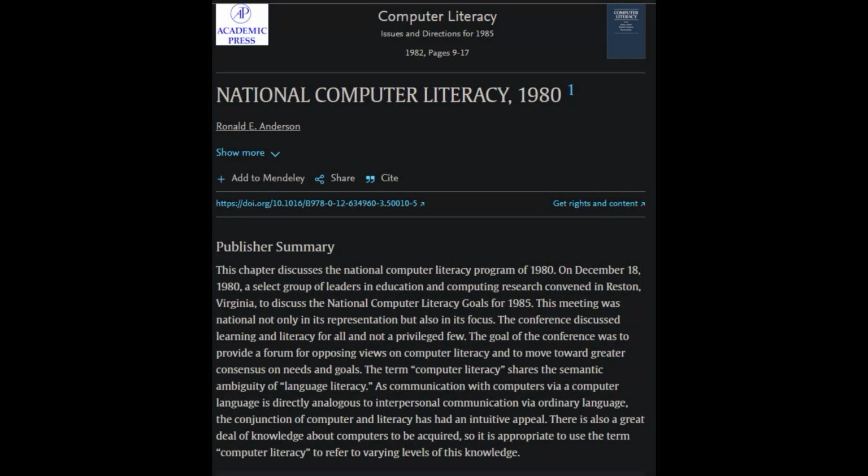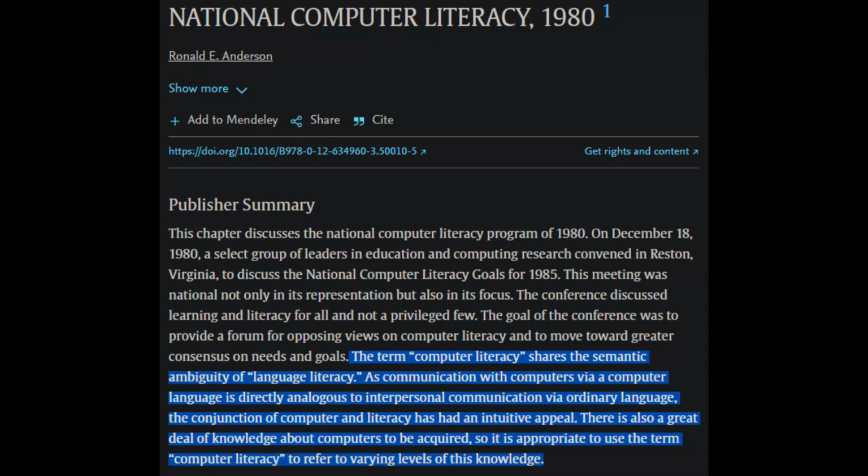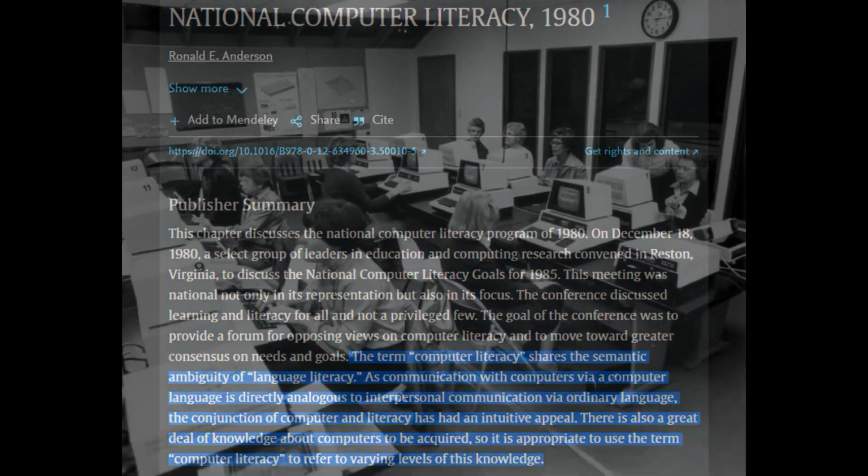From Science Direct, National Computer Literacy in 1980 by Ronald E. Anderson. And to quote, "The term computer literacy shares the semantic ambiguity of language literacy as a communication with computers via a computer. Language is directly analogous to interpersonal communications via ordinary language. The conjunction of computer and literacy has had an intuitive appeal. There is also a great deal of knowledge about computers to be acquired, so it is appropriate to use the term computer literacy to refer to varying levels of this knowledge."